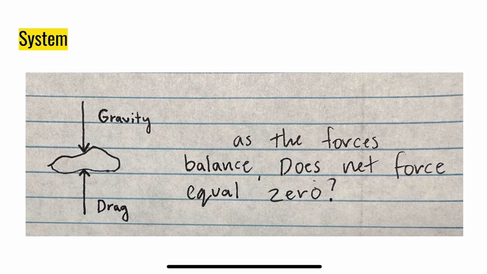So for our system, we dropped a roughly kite-shaped piece of paper, and the only two forces that were acting in this system, which we were assuming is closed, were gravity and drag force itself.